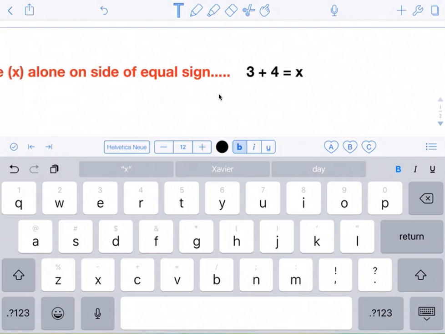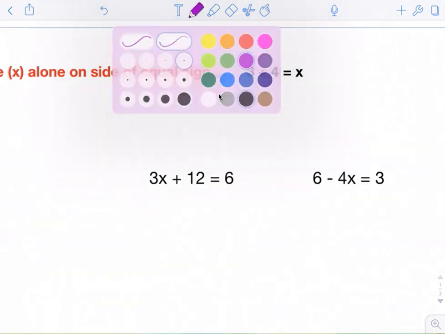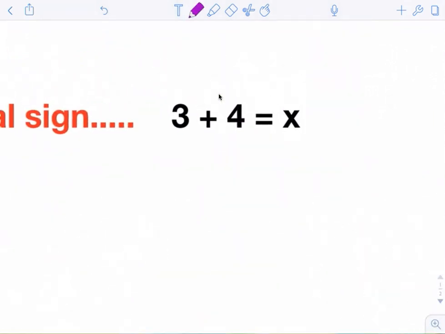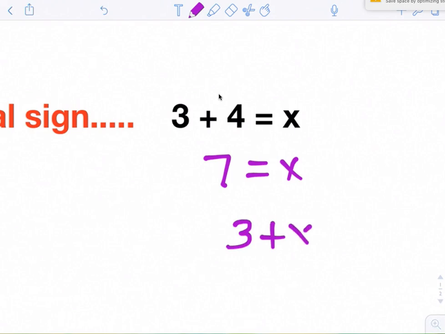So, for example, 3 plus 4 is easy, right? That means that we just add 3 and 4, which would be 7, equals x, meaning that anytime you see the letter x, it's going to mean 7. So if we do 3 plus x, we know that this x actually means 7. And so we know that 3 plus 7 equals 10. Does that make sense? I hope it does.